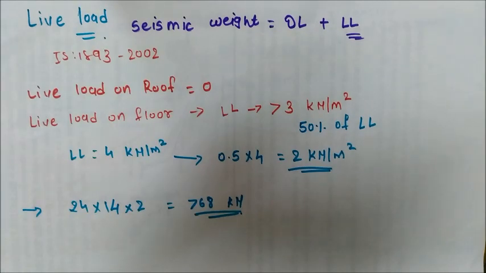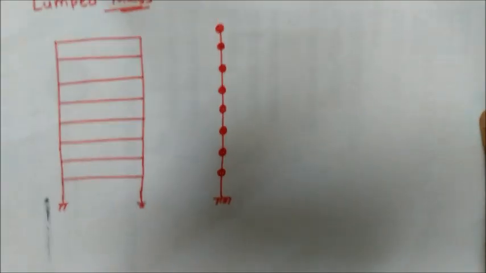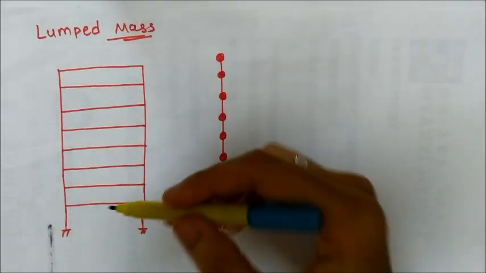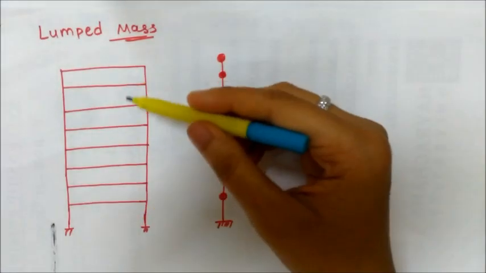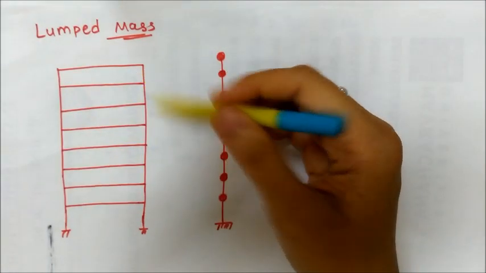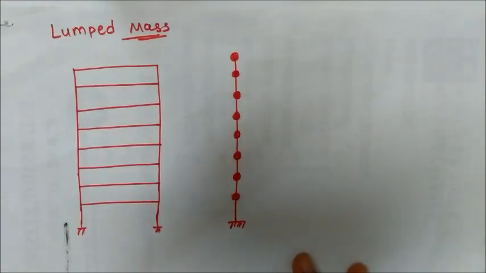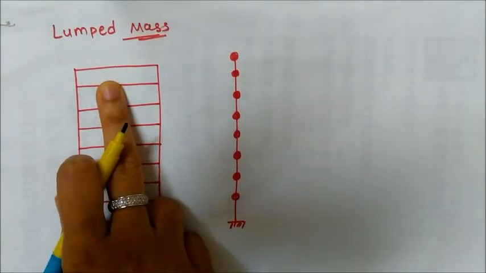Let's add all the total dead loads and live loads for the roof and floor, and finally we have to calculate the seismic weight of the building. So first of all, let me explain the lumped mass basics. What is lumped mass? You can see here I already showed one elevation of a 7-story building. As our example, we have considered 7 stories.